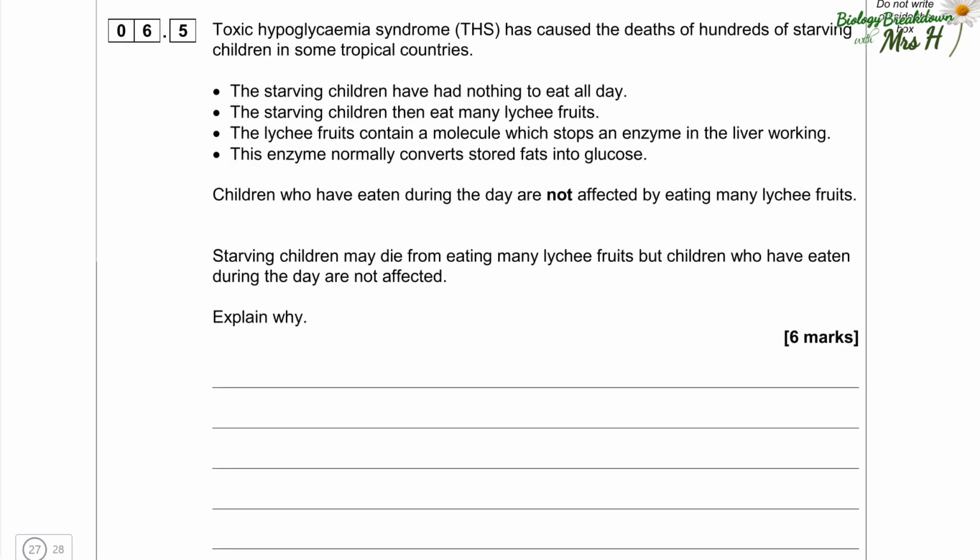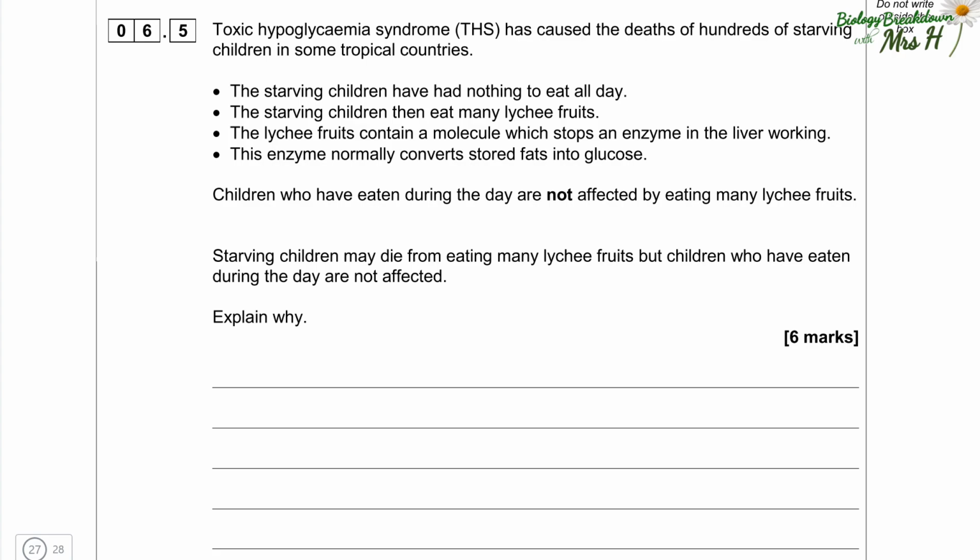6.5 Toxic hypoglycemia syndrome, THS, has caused the deaths of hundreds of starving children in some tropical countries. The starving children have had nothing to eat all day. The starving children then eat many lychee fruits. The lychee fruits contain a molecule which stops an enzyme in their liver from working. This enzyme normally converts stored fats into glucose. Children who have eaten during the day are not affected by eating the lychee fruits. Starving children may die from eating many lychee fruits, but children who have eaten during the day are not affected.